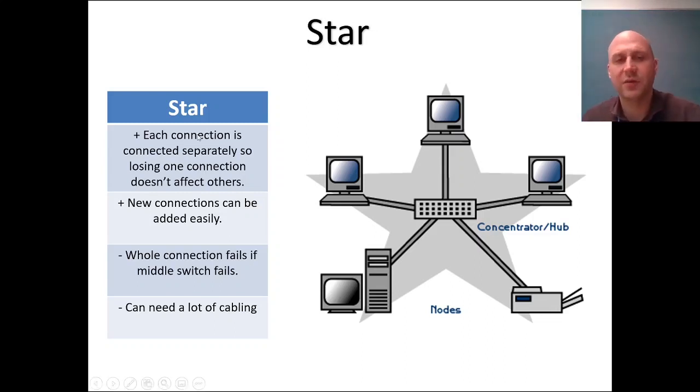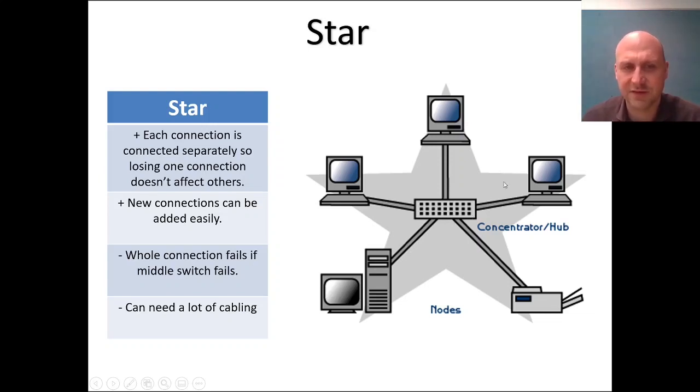The beauty of a star network is that it's quite easy to add a new connection. If you want to put a new connection in, you just plug it in, or you connect wirelessly to it, and it's done. You connect your phone to the wireless router via Wi-Fi, and that's it. Another thing is that if a wire gets cut, it doesn't affect any of the others. They can carry on.